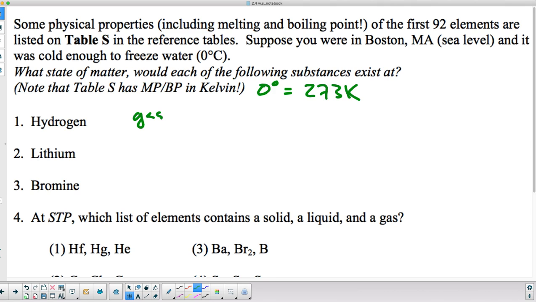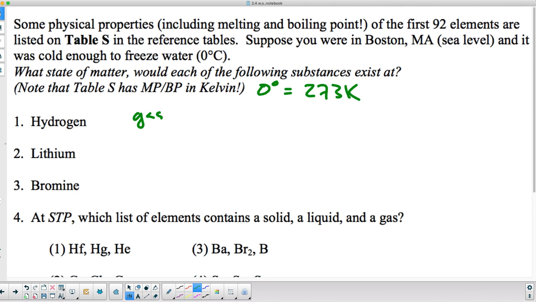So take a look at lithium and also bromine and do the same thing. Find 273. Does it fall to the left of the melting point, making it a solid; to the right of the melting point but to the left of the boiling point, making it a liquid; or to the right of the boiling point, which means it's a gas?